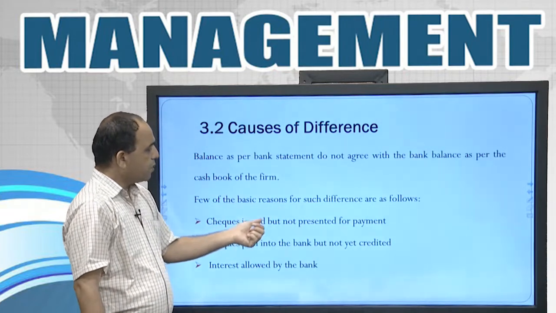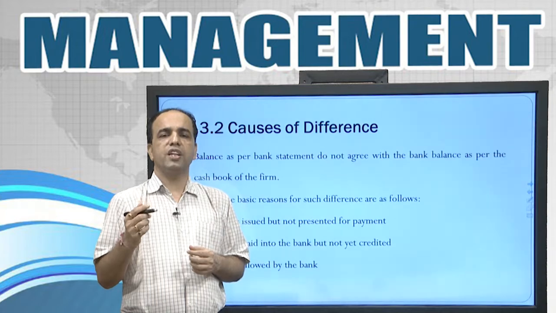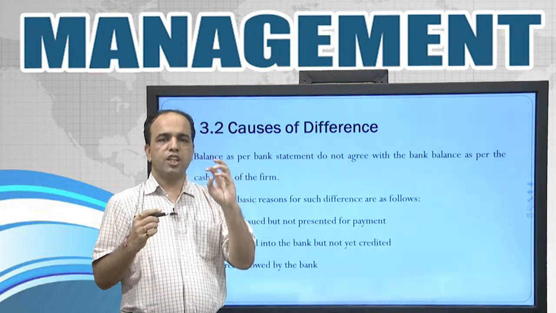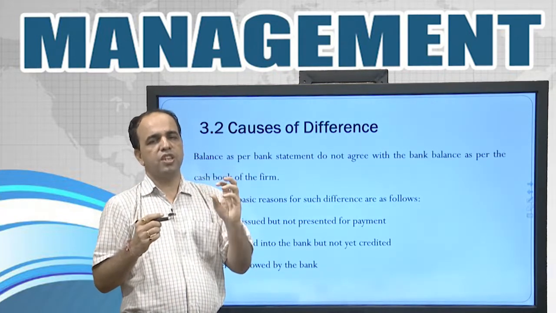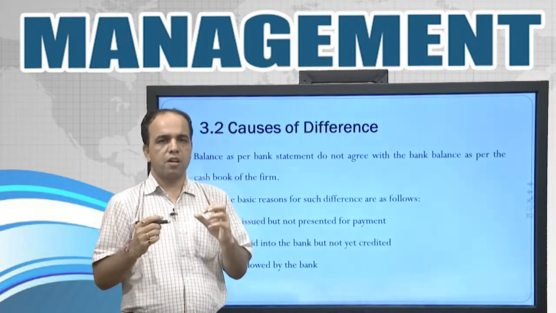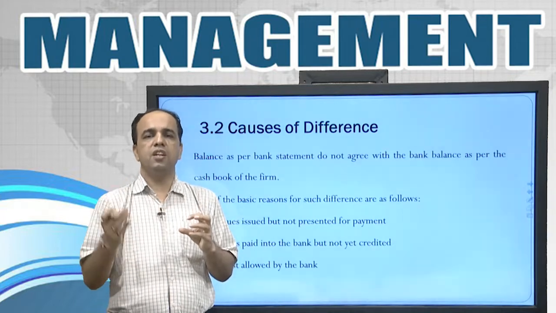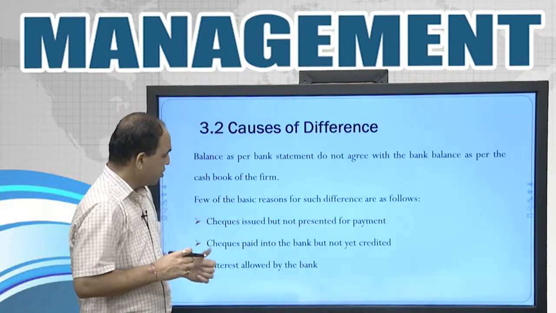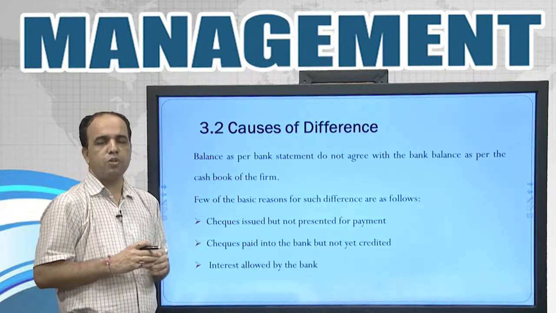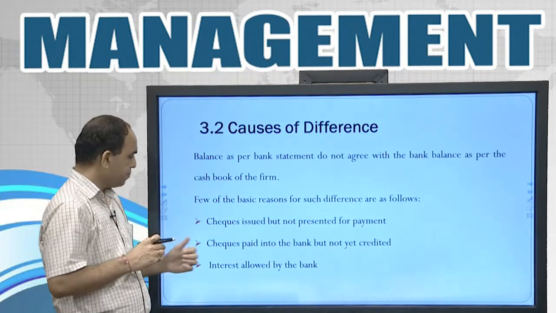Cheque issued but not presented for payment. So, friends, when we issue a cheque, immediately as per our 3 columnar cash book, generally in the bank column we give the effect, but the bank will consider it only when it is presented for the payment. So, cheque issued but not presented for payment would be the major reason for bank reconciliation.